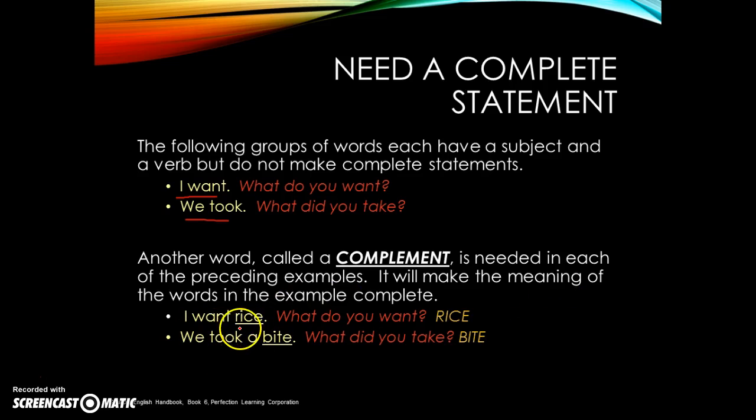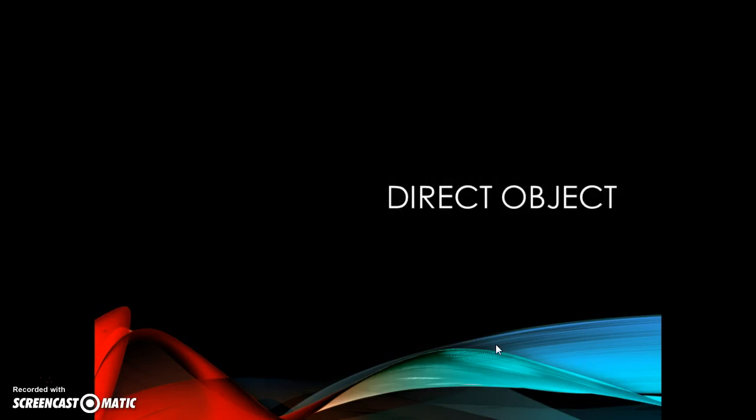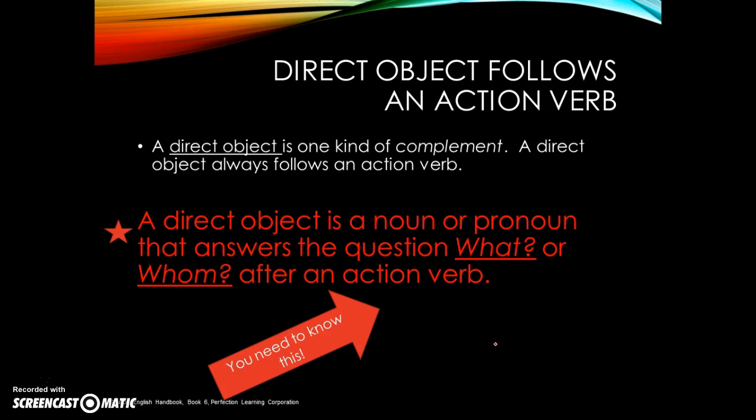So we could say, I want rice. So what do you want? Rice. Now the meaning is complete. We took a bite. What did you take? A bite. And that complement now completes the meaning of the statement. So direct objects are a complement. A direct object is one kind of complement.